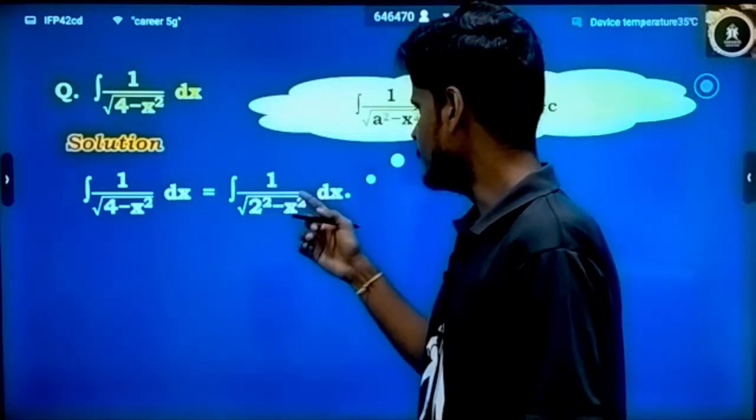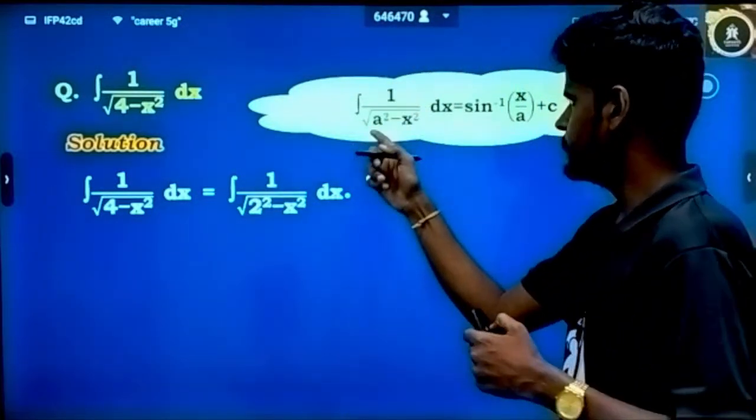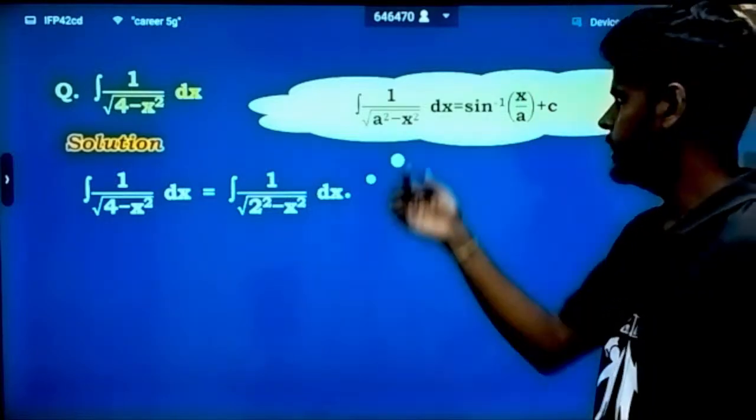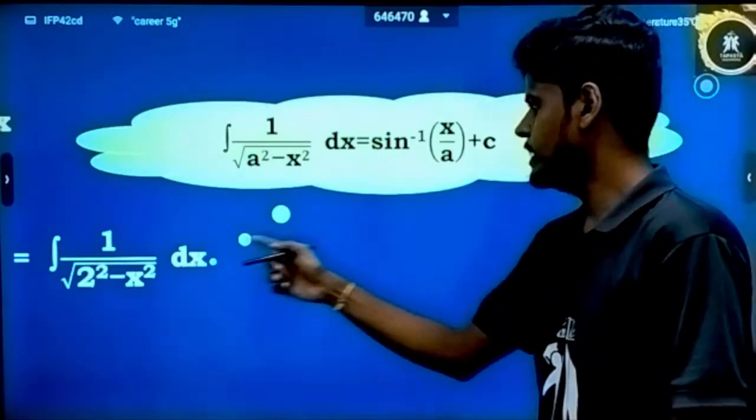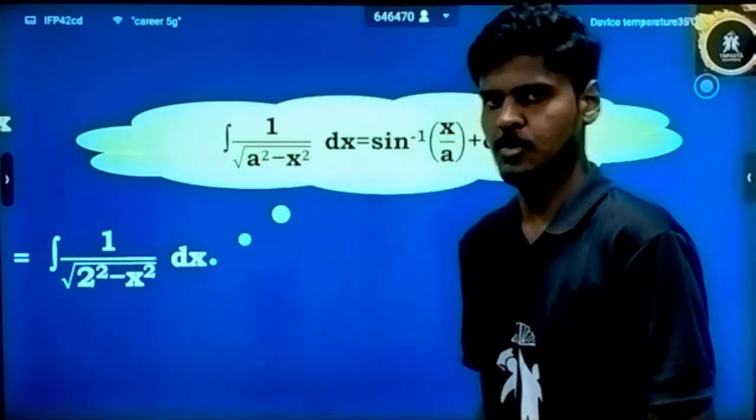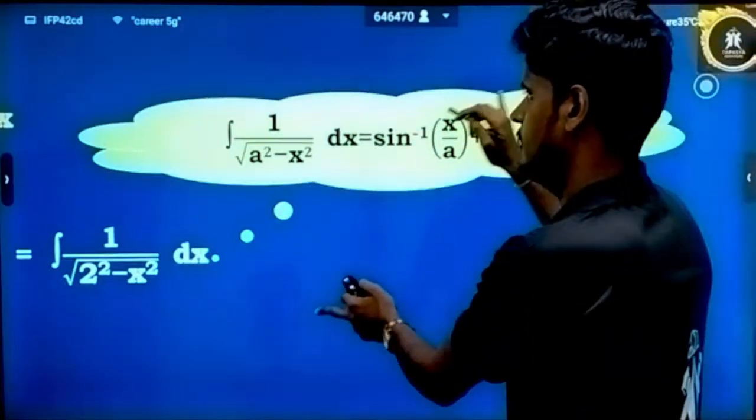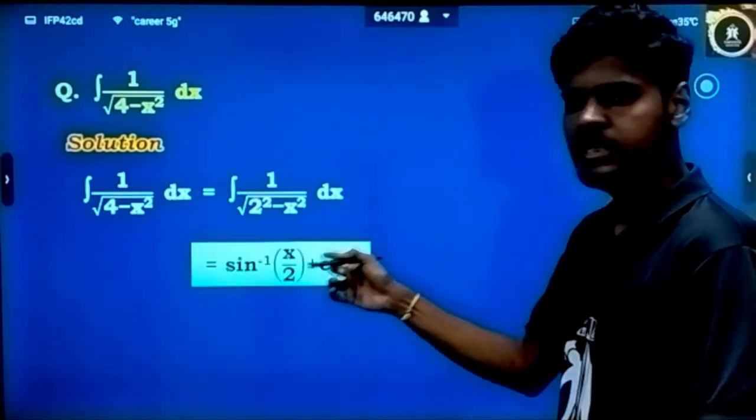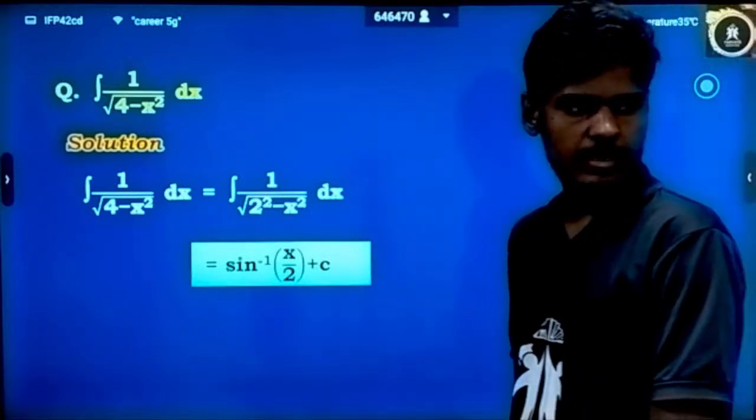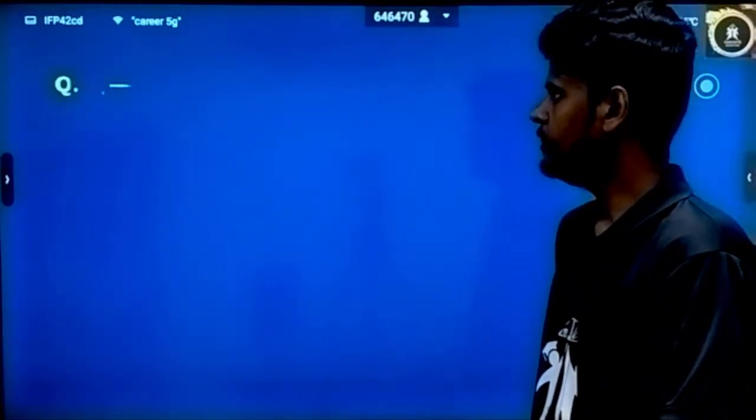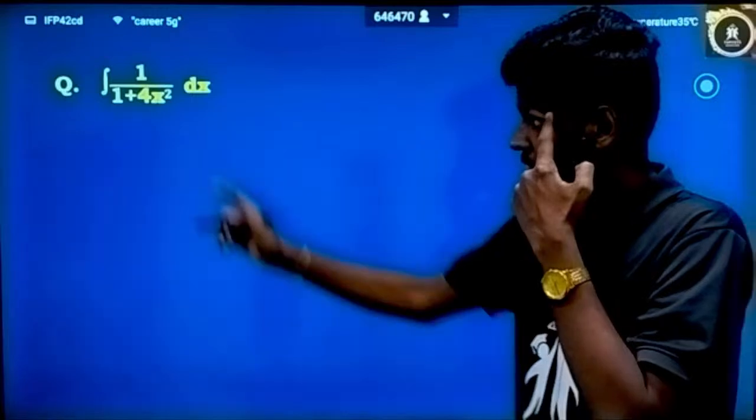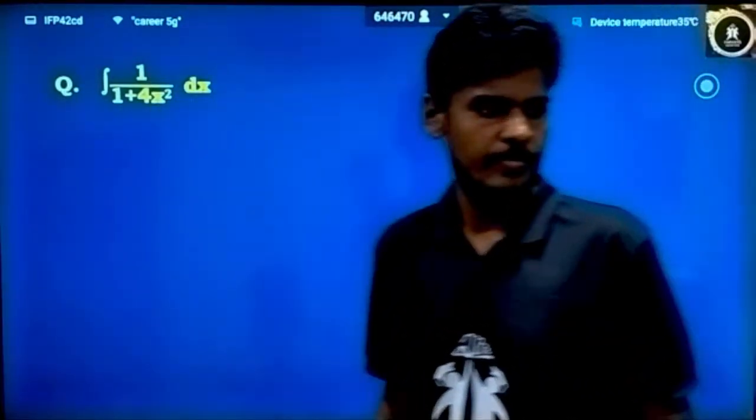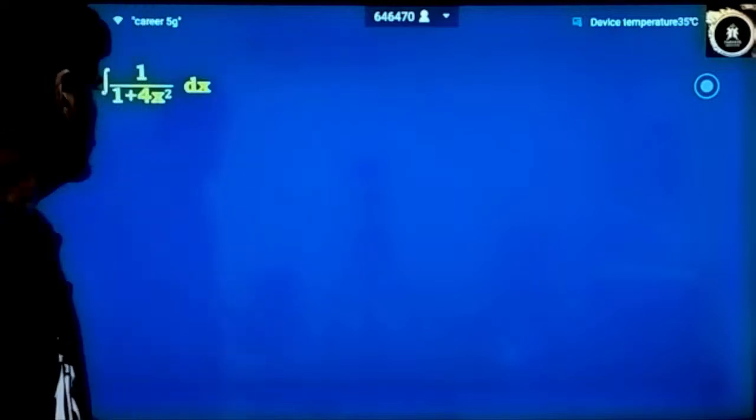This will be 2 square minus x square. What is the formula? Dx by square root of a square minus x square is sin inverse of x by a. A is this part. So here we will get sin inverse x by 2. So the answer is sin inverse x by 2 plus constant. Next is the integral of dx by 1 plus 4x square. Okay sir, now how to solve this?